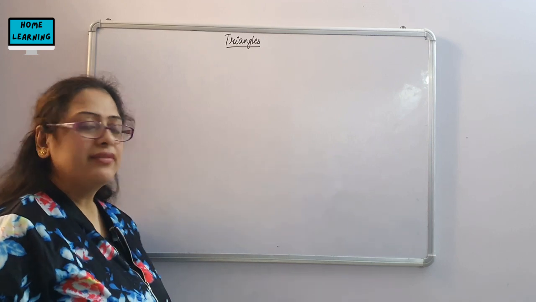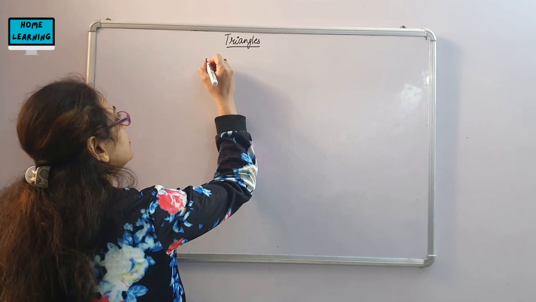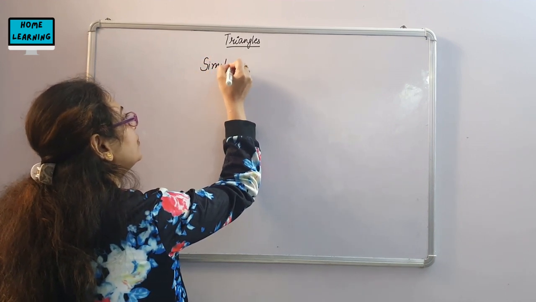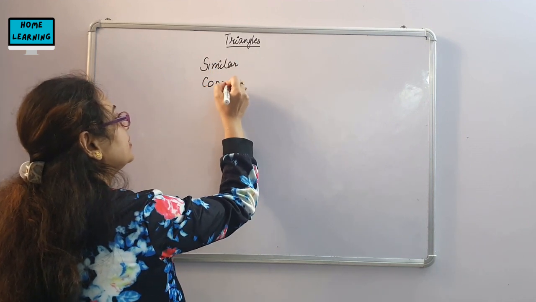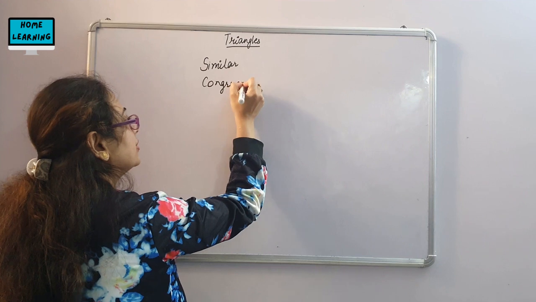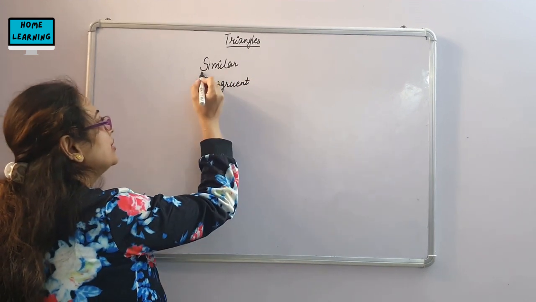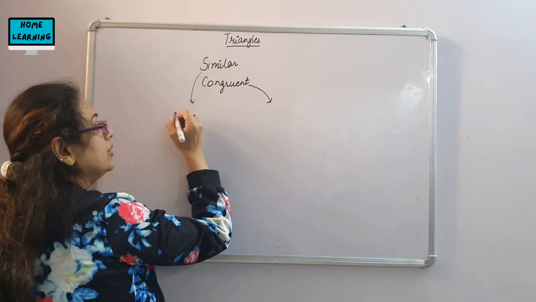Students, today we will revise the chapter on triangles and we will clear the concepts of similar triangles and congruent triangles. First of all, we should understand what is similar and what is congruent.